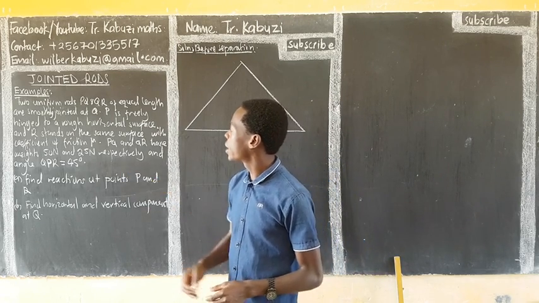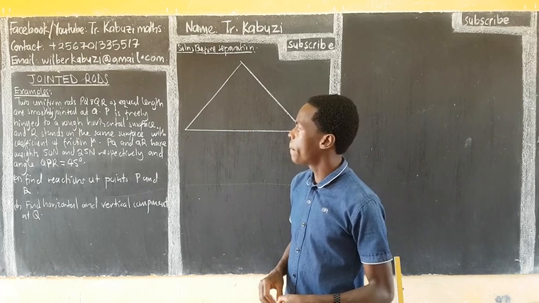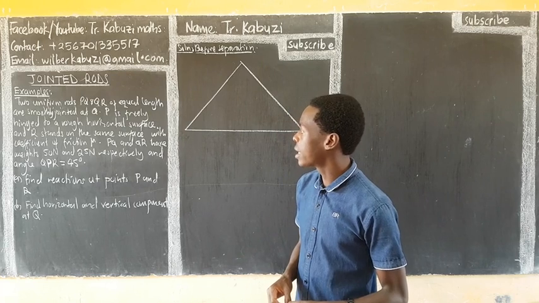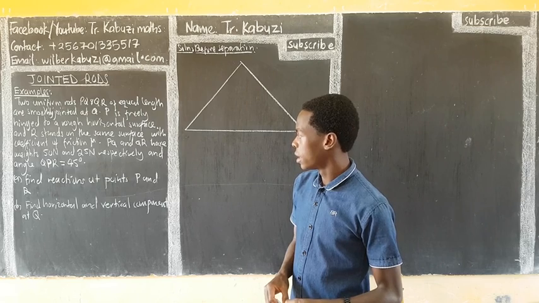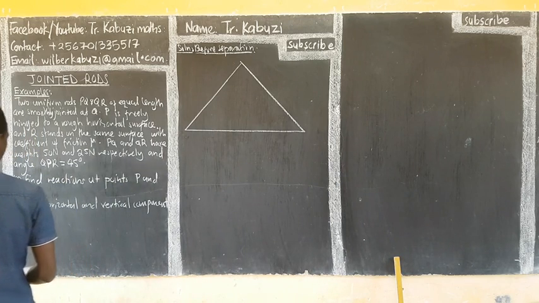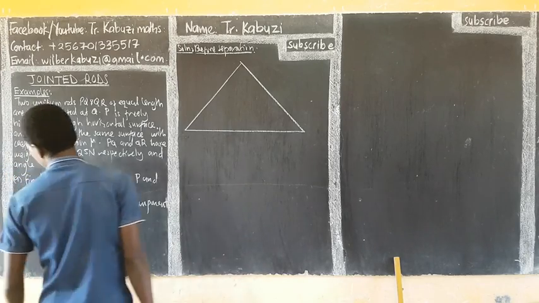PQ and QR have weights 50 newtons and 25 newtons respectively, and angle QPR is 45 degrees. Find the reactions at P and R, then the horizontal and vertical components of reaction at Q. So that's the question there.